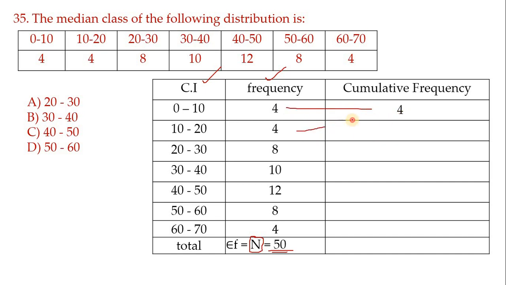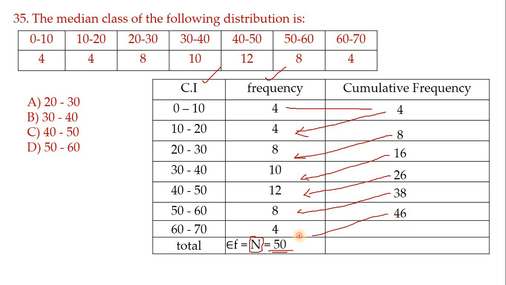So now this 4 add to this 4, we get 8. Next 8 add to 8, we get 16. 16 add to 10, we get 26. 26 add to 12, we get 38. 38 add to 8, we get 46. 46 add to 4, we get 50. And this 50 is equal to this 50.